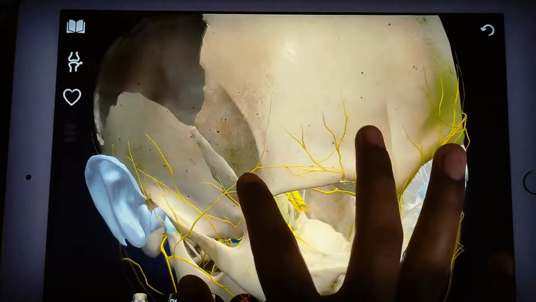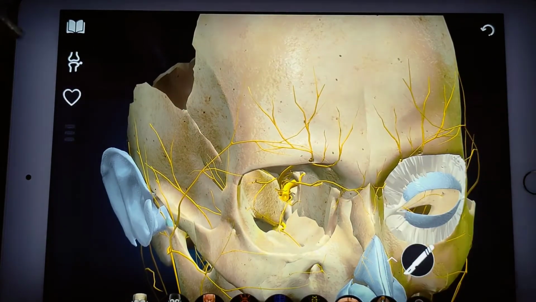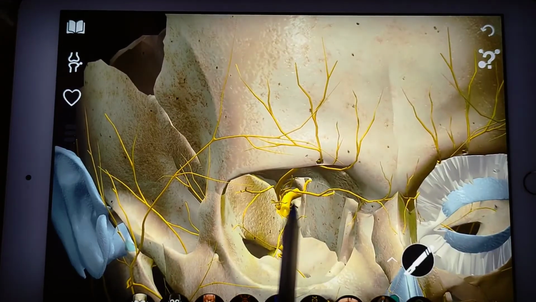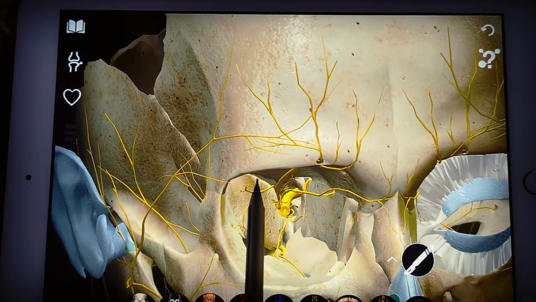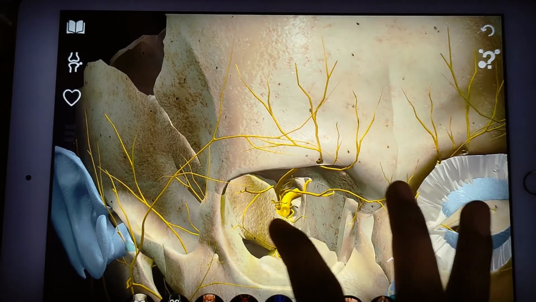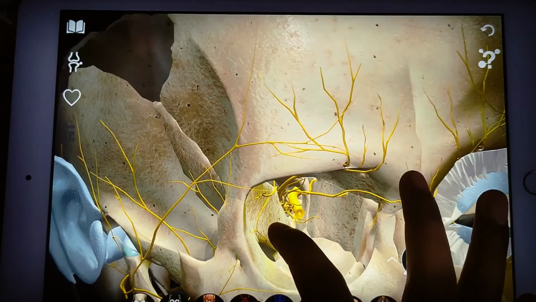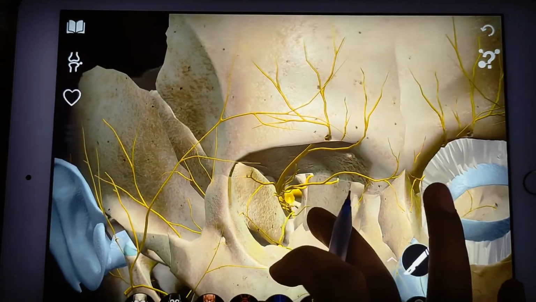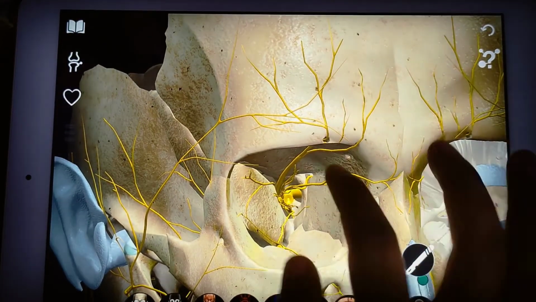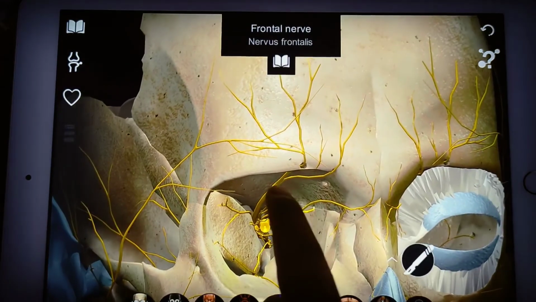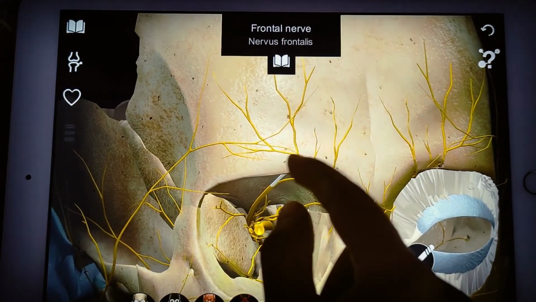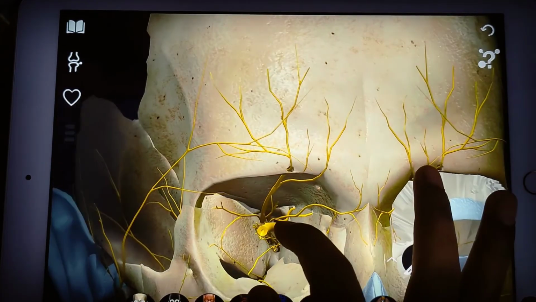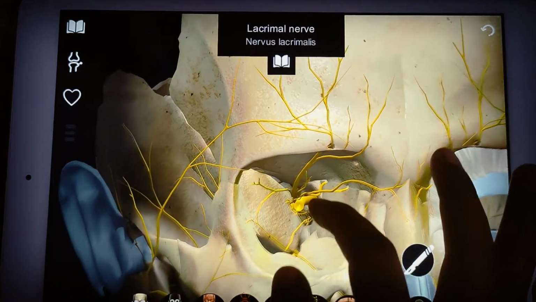This is your superior orbital foramen, if you can appreciate it. The ophthalmic division of the trigeminal nerve comes from this foramen and divides into three main branches. The main branches are: one is your frontal nerve, which further gives other divisions. Another one is your lacrimal nerve.